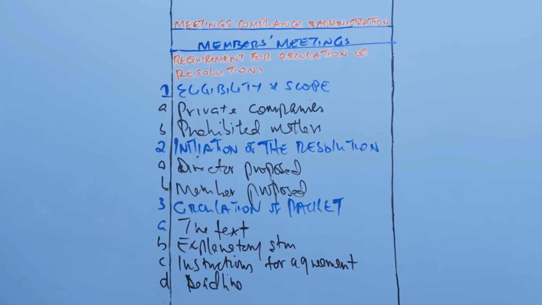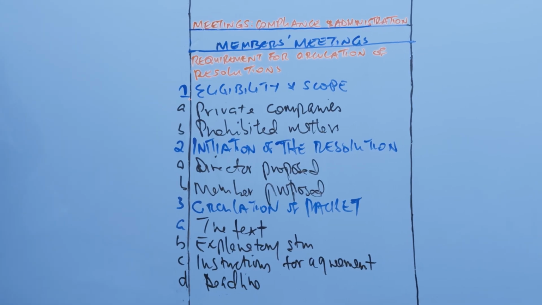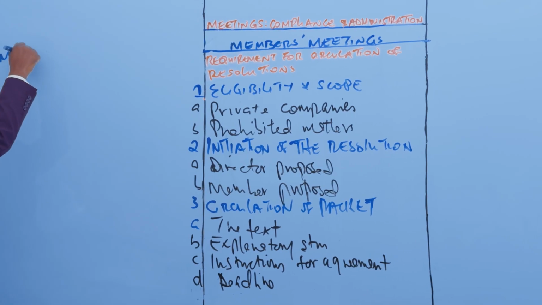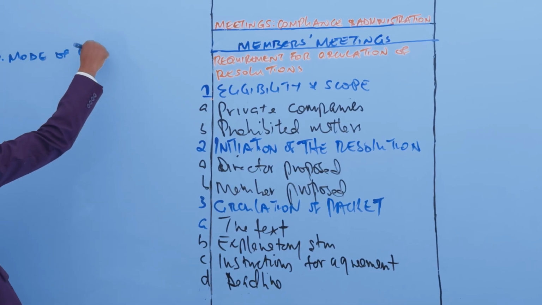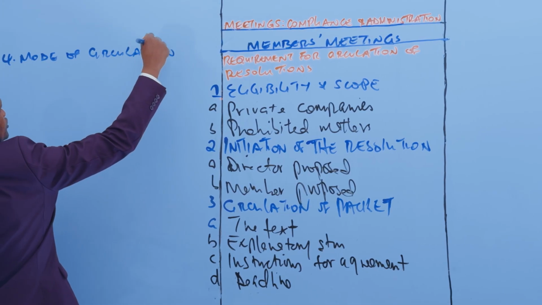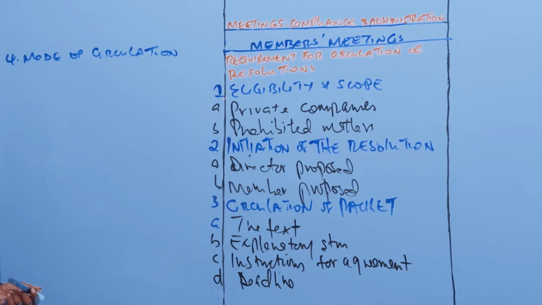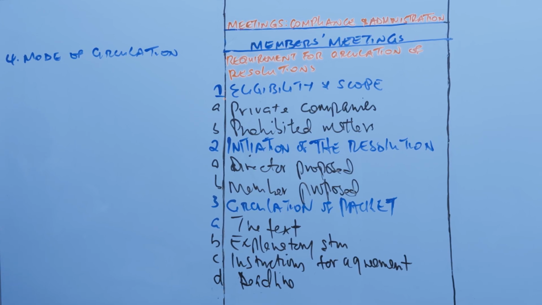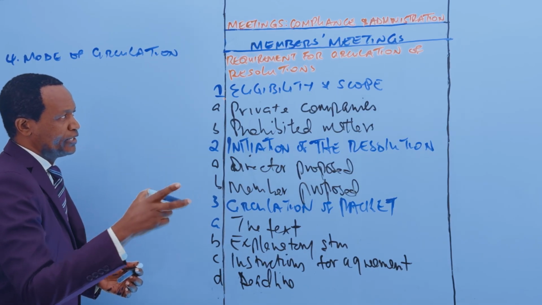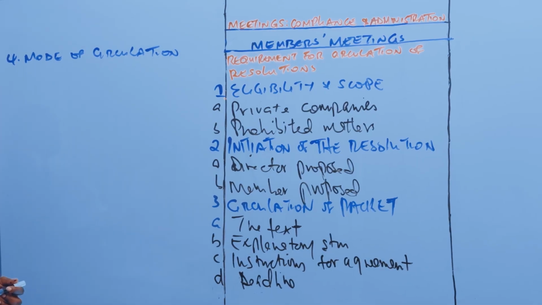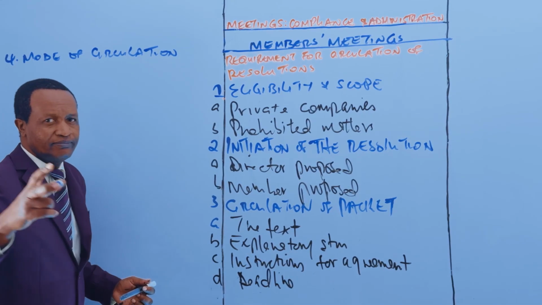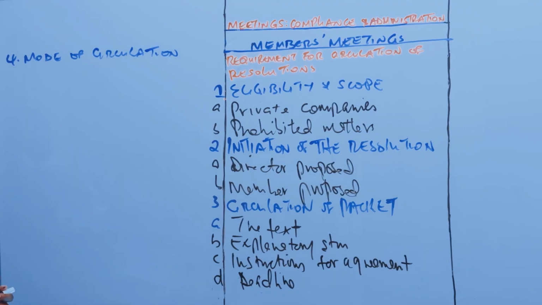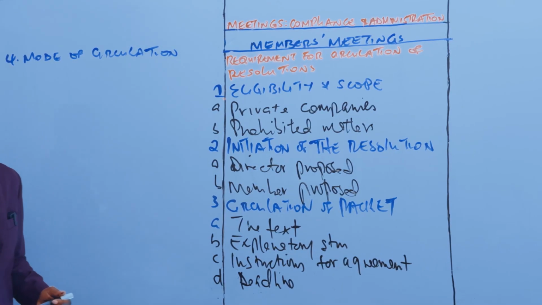Now let's move to the mode of circulation. Number 4, mode of circulation. Now, how should the circulation be done? The company must send the resolution to every eligible member, and that has to be done at the same time or as near as practicable.